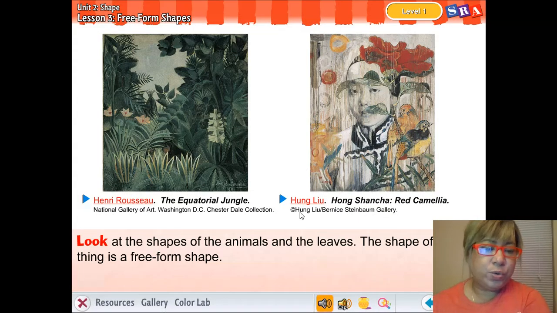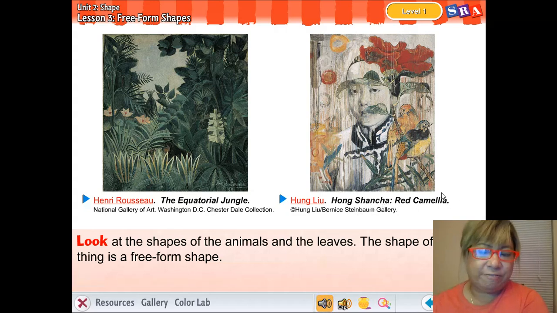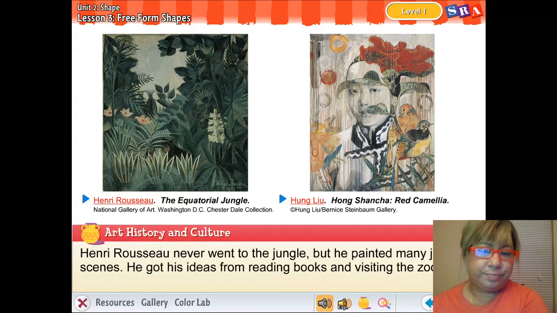So we're going to look at two of the shapes. Let's look at the shapes of the animals and the leaves in the pictures, okay? The shape of a living thing is called a freeform shape. This one is called The Equatorial Jungle by Henri Rousseau. And this one is by Hong San Cha, The Red Camellia. Camellia is a flower, okay? Henri Rousseau, the artist of the first painting, he never went to the jungle, but he painted many jungle scenes. And he got his ideas from reading books and visiting a lot of different zoos.